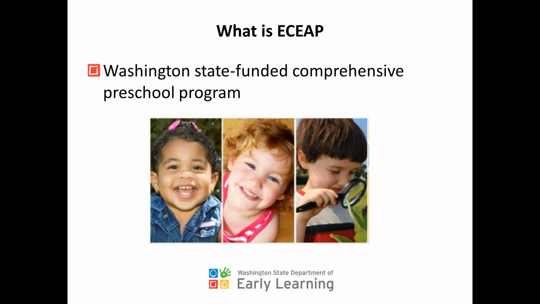So now I'll talk a little bit about what ECEAP is. ECEAP is overseen by the Department of Early Learning, and it is Washington's pre-kindergarten program that prepares 3- and 4-year-old children from low-income families for success in school and in life. A little history about ECEAP includes the fact that in 1985, the state legislature established this comprehensive pre-kindergarten program, and they called it the Early Childhood Education and Assistance Program, or ECEAP, to support the healthy development and future success of low-income 3- and 4-year-old children.